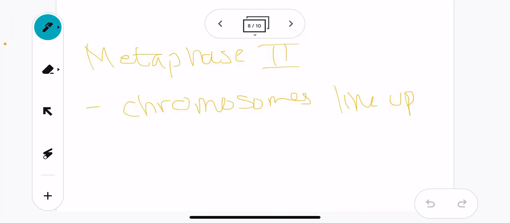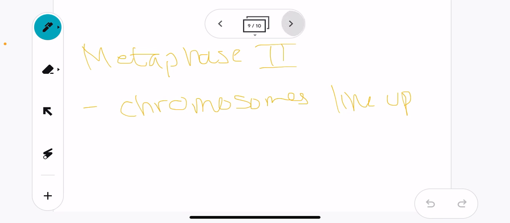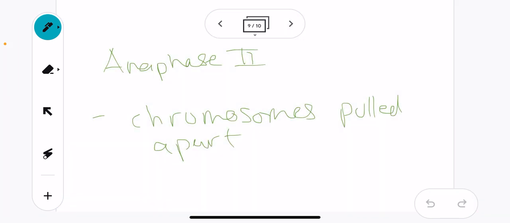And metaphase 2. Again, the second section is basically the same thing as what happens in mitosis, essentially. In metaphase 2, the chromosomes are the ones that are lining up, whereas in metaphase 1 it was the homologous pairs, but now you're having the chromosomes line up. Now, when you go to anaphase 2, you have the chromosomes which are pulled apart. And again, recall that in anaphase 1, it was the homologous pairs which were pulled apart.